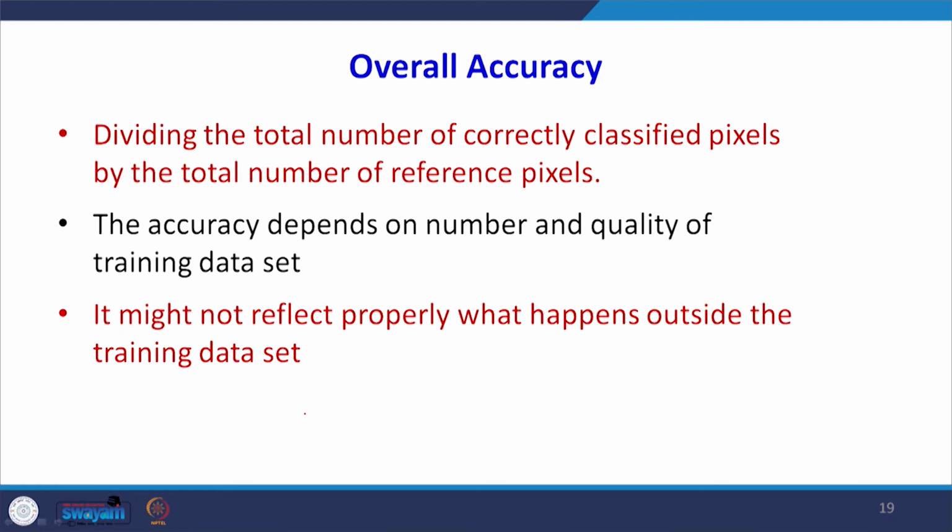But please remember that the overall accuracy of a map could be very high, and the individual accuracy, if we are talking of the individual class, where maybe one or two classes are very important to us, may not be that high. So, it might not properly reflect what is actually happening outside the training data. So, within the training data, it is determining very high accuracy, but there are other areas. You have collected the training sets for 20% of the area, there are 80% other areas also. What is happening to those areas?